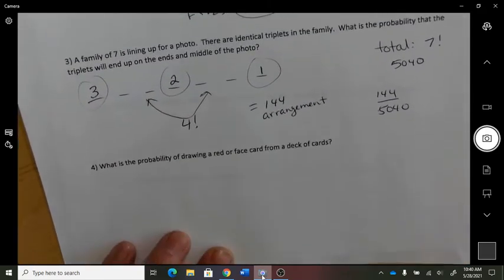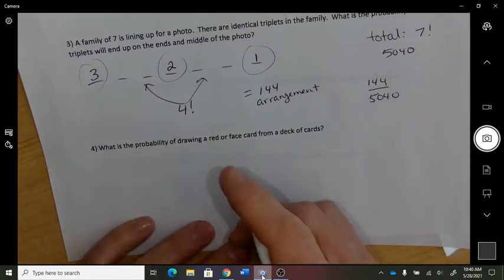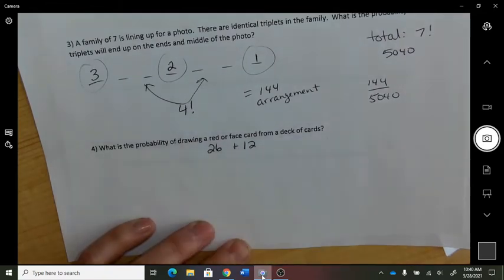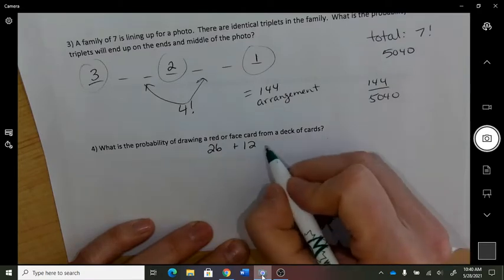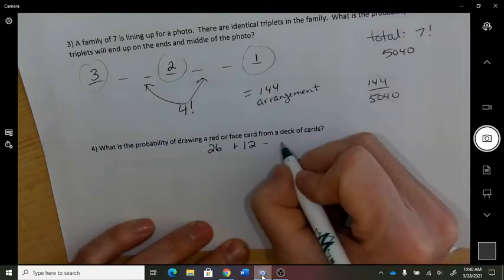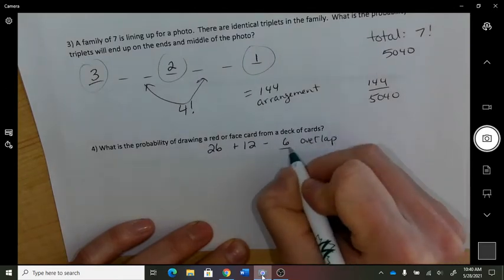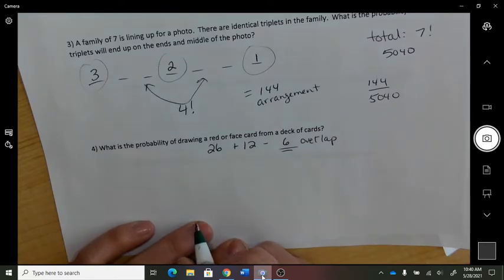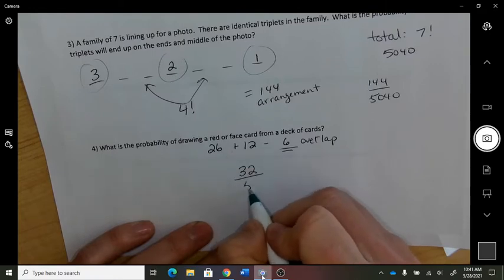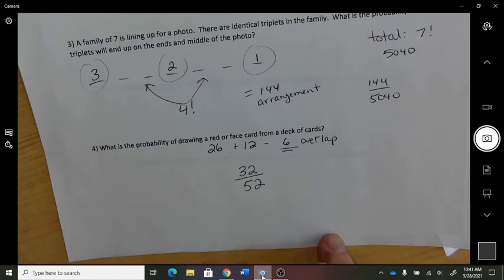What's the probability of drawing a red or face card from the deck? So you have 26 red cards, you have 12 face cards, but don't forget, you're going to have a few face cards that are red, so you don't want to count them twice. So that would be 6 that would overlap. So don't count them twice. So that ends up being 32 cards altogether out of 52.